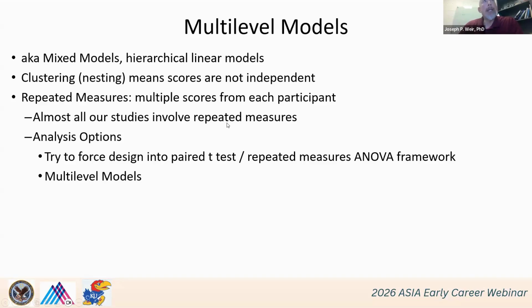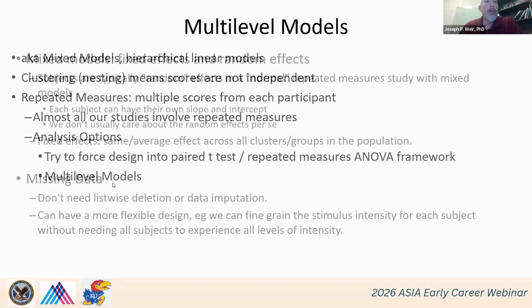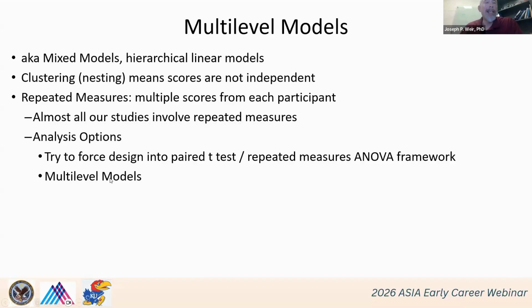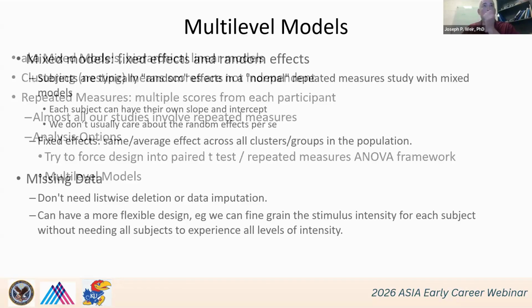I have a hard time coming up with examples where we have only between-subjects types of designs. We include repeated measures in almost everything. Back when I was going to school, and up until I started using multi-level modeling, we would try and force all of our repeated measures designs into a more traditional repeated measures framework or a paired t-test framework, which still works depending on the situation. But multi-level modeling gives us a lot more flexibility than forcing everything into a traditional repeated measures framework. And it allows us to do analyses like we're going to be talking about here.